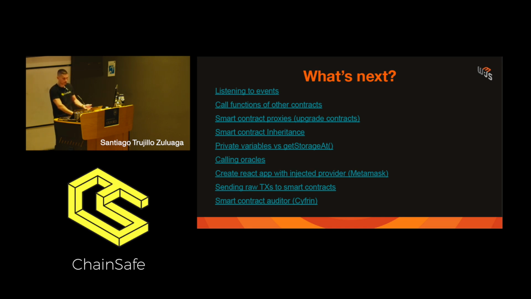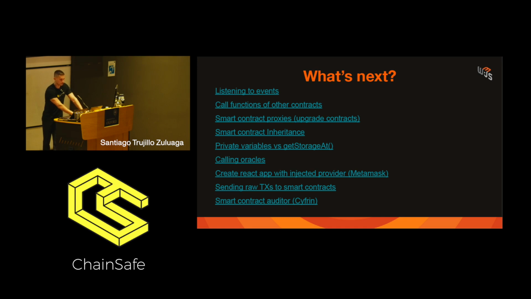Then we have calling functions of other contracts, because you can also make a call from one contract to another contract, so that's also important. If you come here, you will see the YouTube videos or the resources. Proxies, this is really, really important. This is the only way that you can upgrade smart contracts, because remember that once you deploy the smart contract, that will be immutable forever. But with these proxies, you can upgrade the smart contract. So that's a really interesting topic to learn.